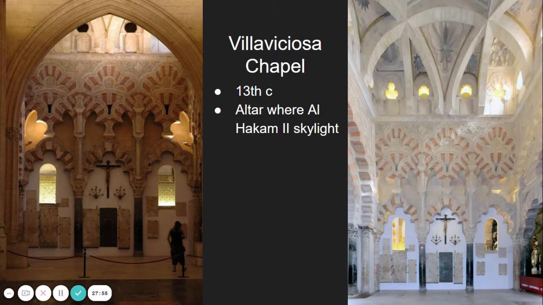So the Villaviciosa Chapel was built in the 13th century after the Christians returned back into Cordoba and took it back over. Now, this is a very basic chapel. It's very plain. They've moved things around in the subsequent years. I believe that these wall-mounted pieces are older tombstones that were in the floor and have now been mounted on the wall.